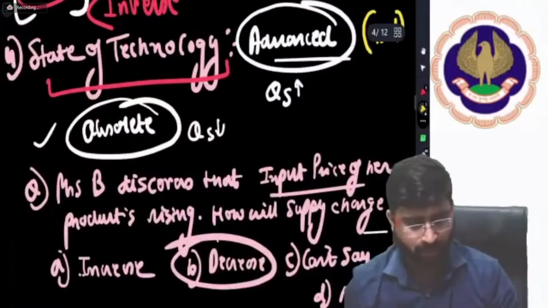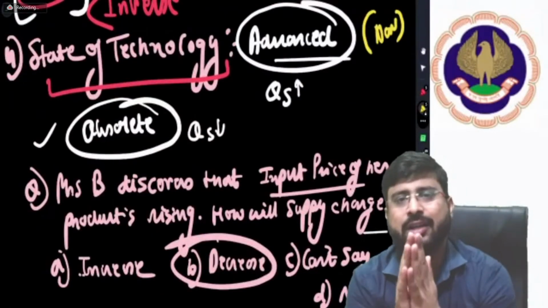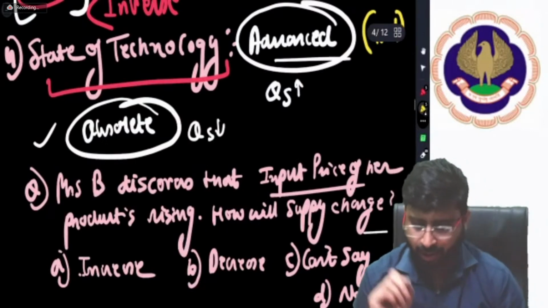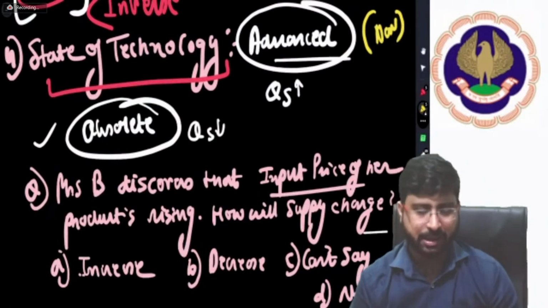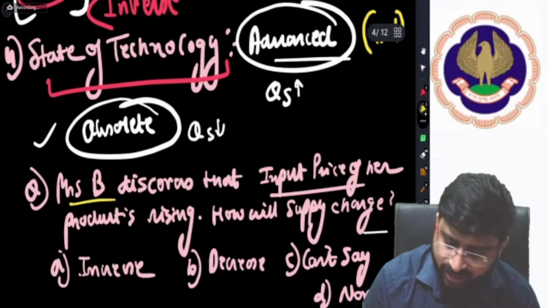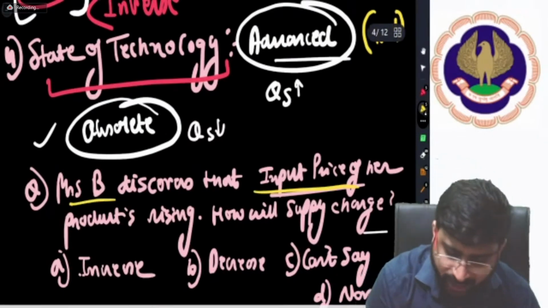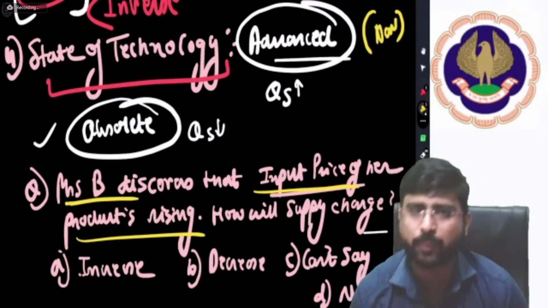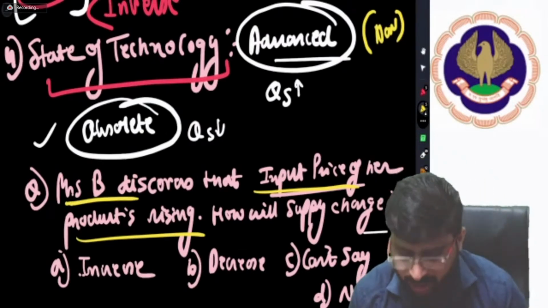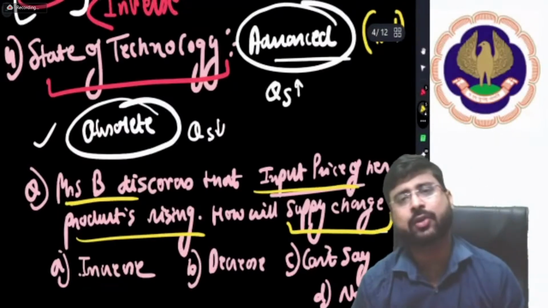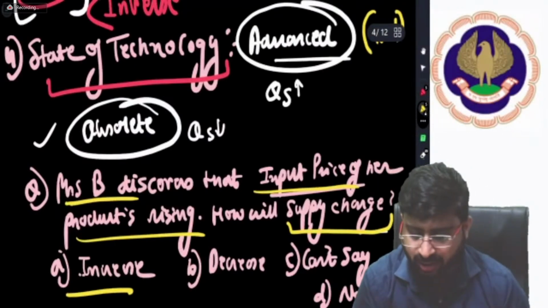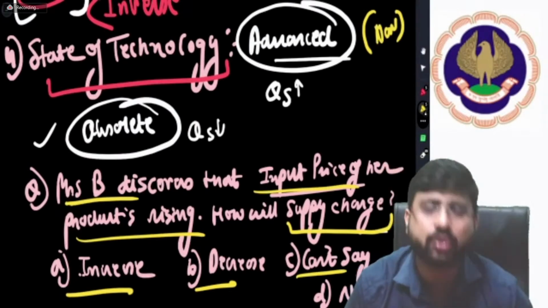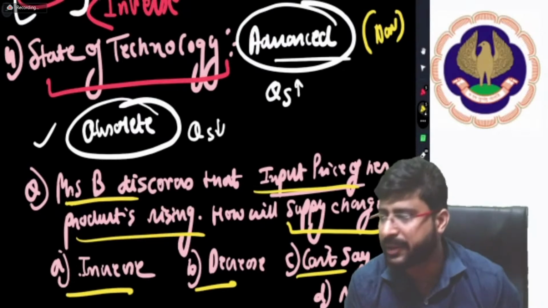Very good, sir. So we have studied 4 points. Let me summarize it for you. First, an MCQ. Mrs. B discovers that input price of her product is rising. Input cost is rising. What do you think will be the impact on supply? Supply will rise, fall, cannot be said, or none. Obviously, other factors remaining constant. What do you think will be the answer?